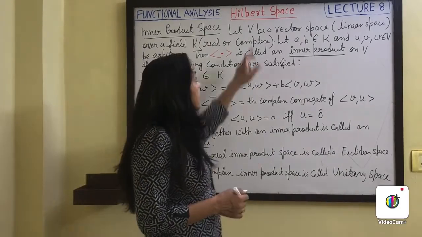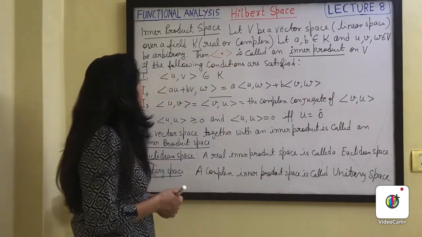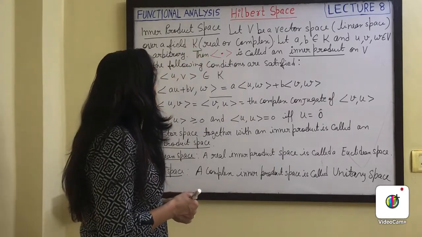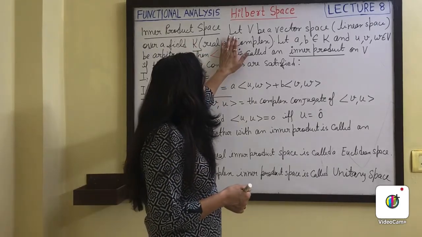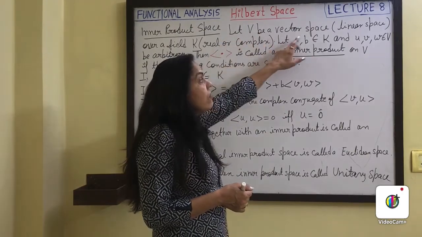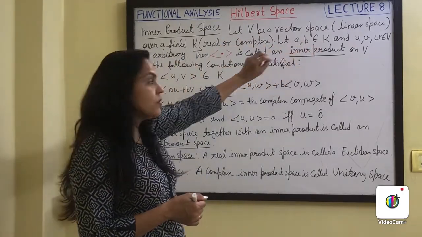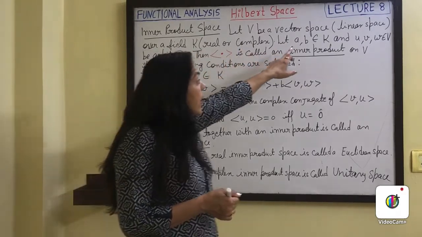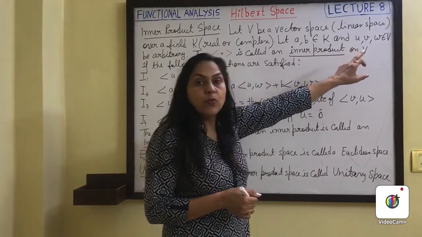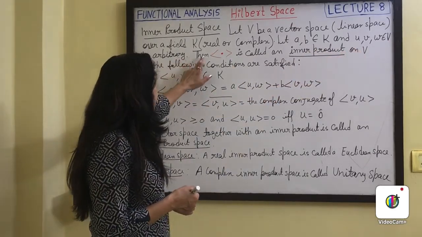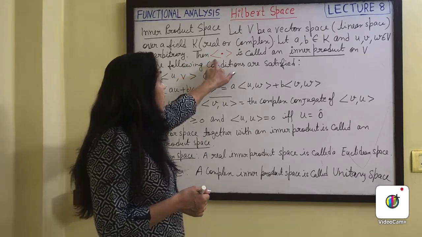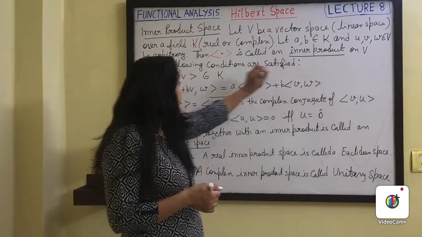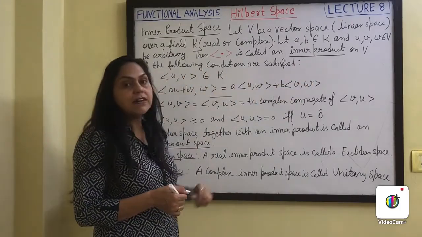Now I am going to discuss Hilbert space in this lecture, and in Hilbert space we will be using inner product space. So let's discuss inner product space. Let V be a vector space, or we can say linear space over a field K, real or complex. Let a, b belong to K and u, v, w belong to V be arbitrary. Then this particular function is called an inner product on V if the following conditions are satisfied.